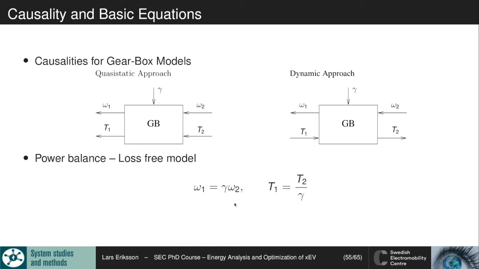So we have power balance in the loss-free model. If we have no losses, these are directly connected to each other. And we have the gear ratio here, and you can see that if we multiply omega 1 times T1 and omega 2 times T2, we will get the power balance of the device.